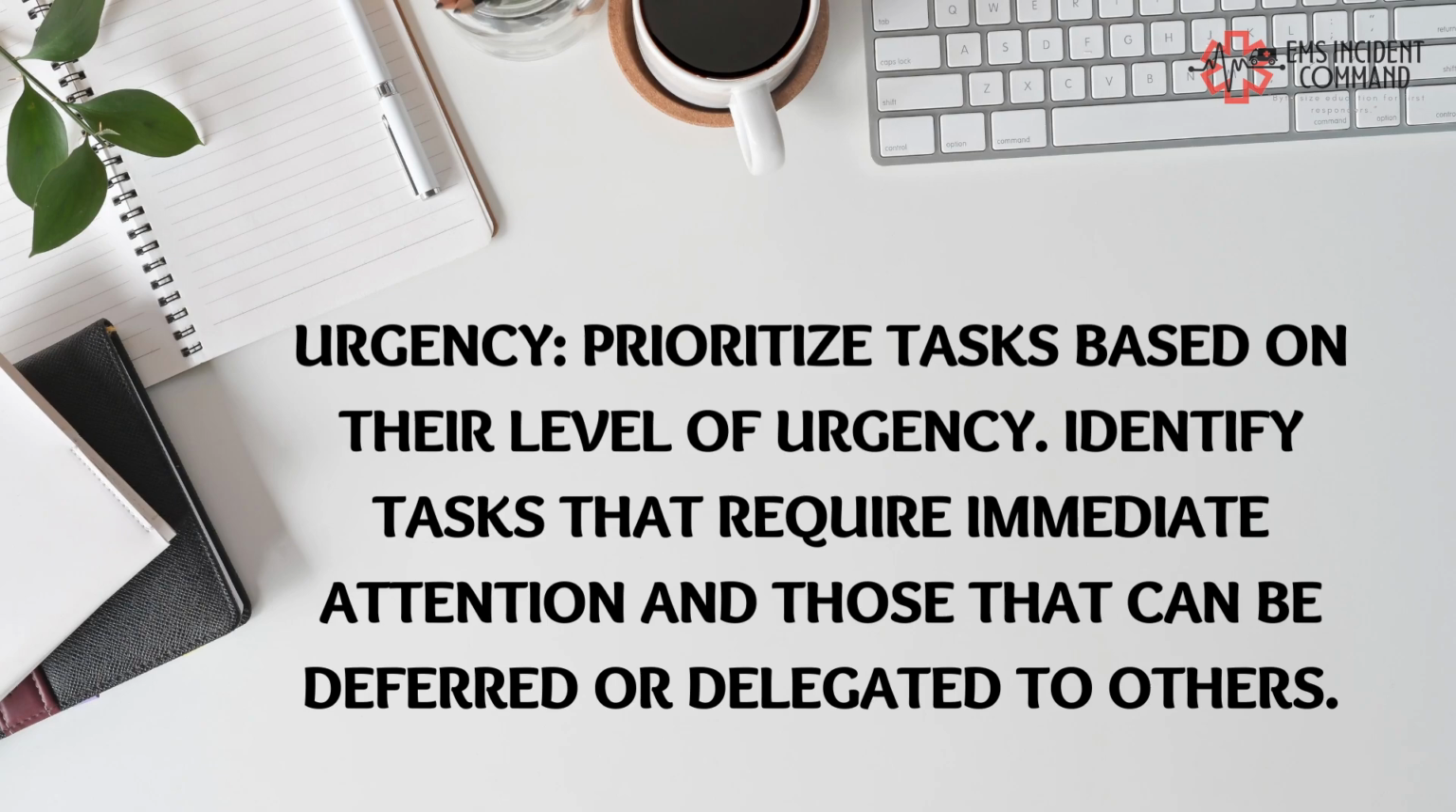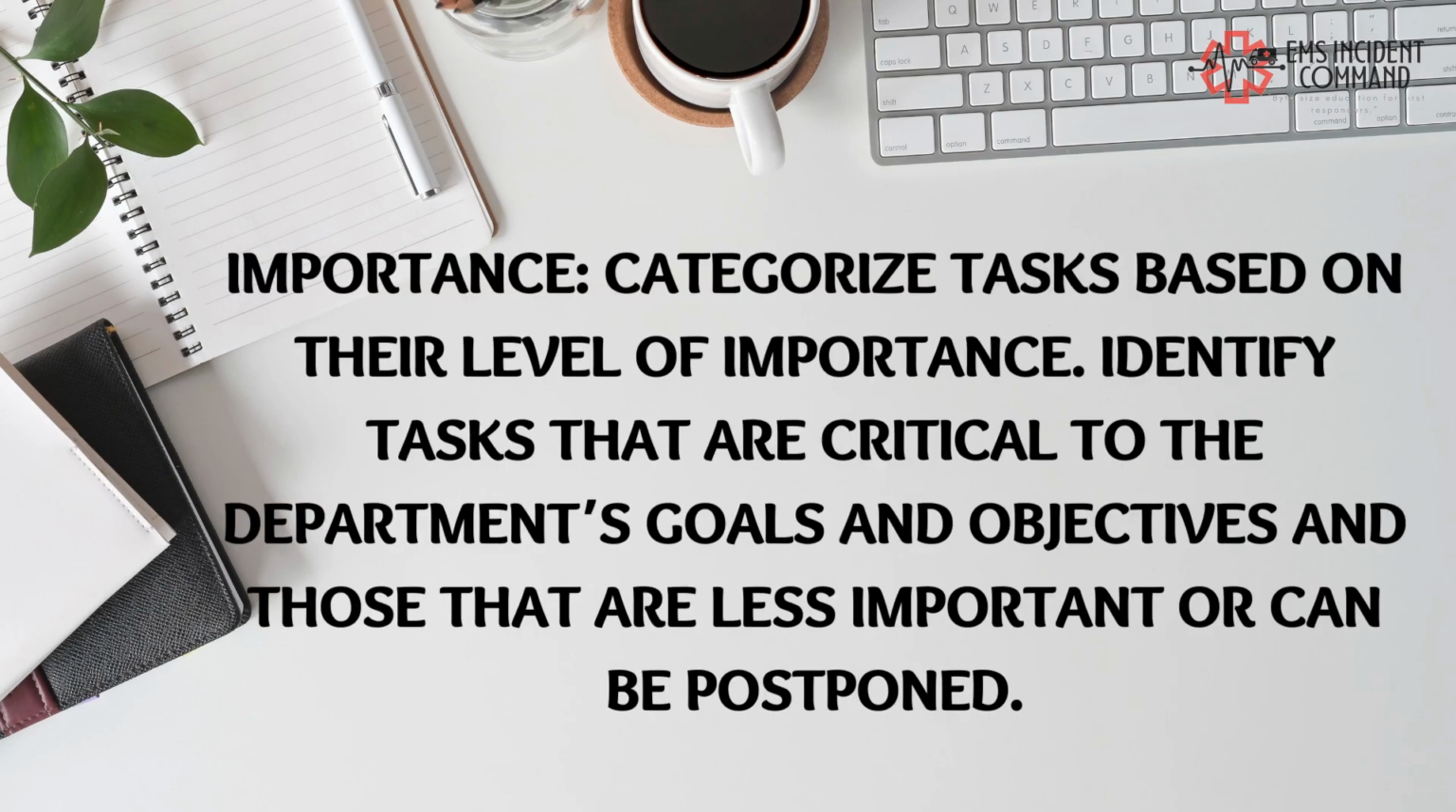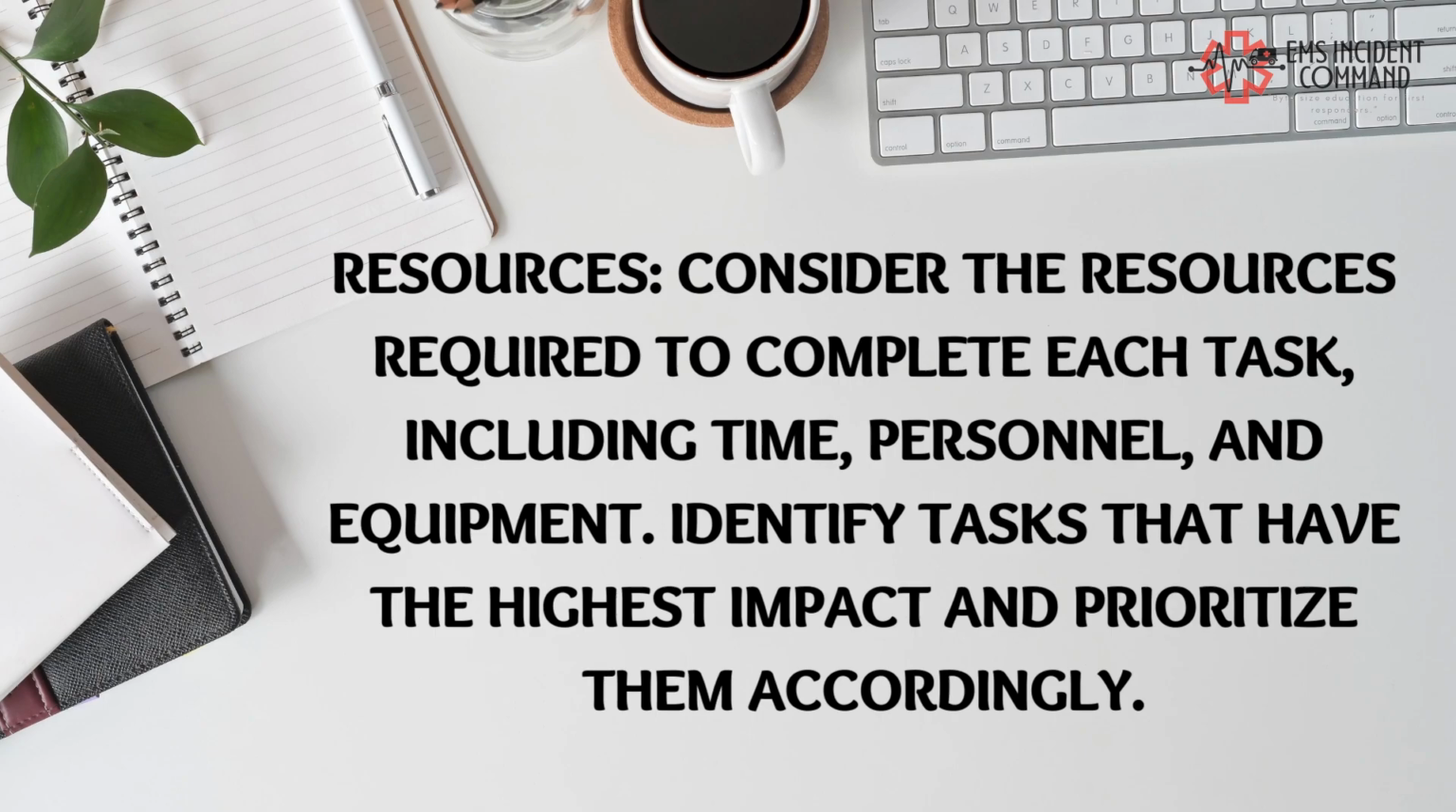1. Urgency. Prioritize tasks based on their level of urgency. Identify tasks that require immediate attention and those that can be deferred or delegated to others. 2. Importance. Categorize tasks based on their level of importance. Identify tasks that are critical to the department's goals and objectives, and those that are less important or can be postponed. 3. Resources. Consider the resources required to complete each task, including time, personnel, and equipment. Identify tasks that have the highest impact and prioritize them accordingly.